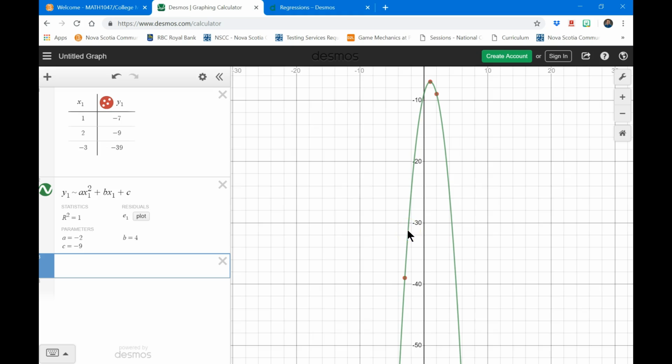replace A, B, and C. We're going to do all this work to find A, B, and C, and we're going to generate an equation. And hopefully if we did it right, we're going to get something like this. This line perfectly, beautifully rips right through those 3 points.